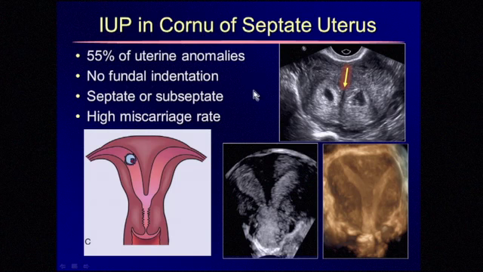Now comes the intrauterine pregnancy in the cornu of a septate uterus. Now, the septate uterus is quite common. It represents 55% of uterine anomalies. What is key is the coronal view, and that's where the 3-dimensional images come into play, because we want to see a nice smooth fundal contour. We do not want to see a dip.